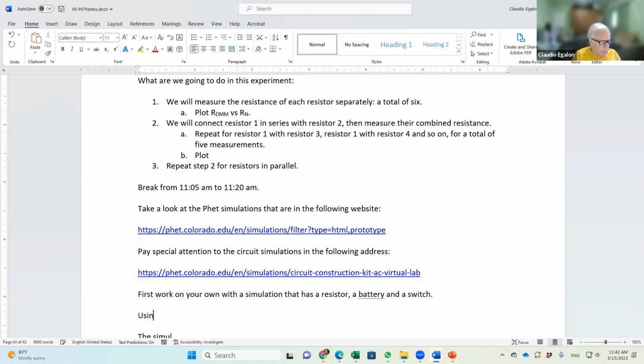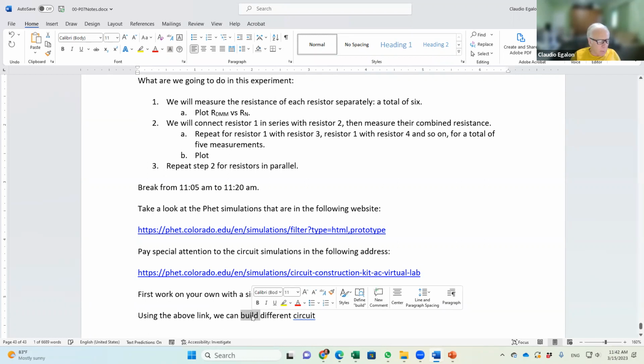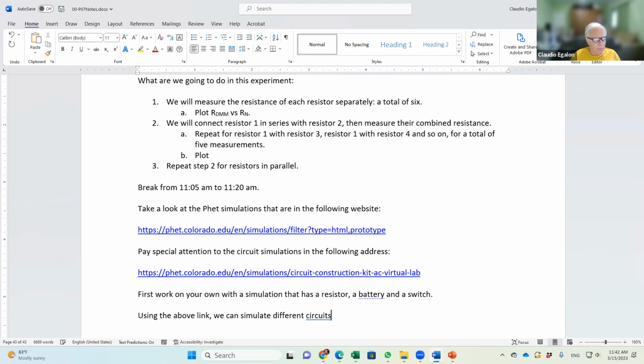Using the above link, we can build, or rather simulate, different circuits. We can simulate different circuits, measure the voltage with a voltmeter, and measure the current through the circuit with an ammeter.